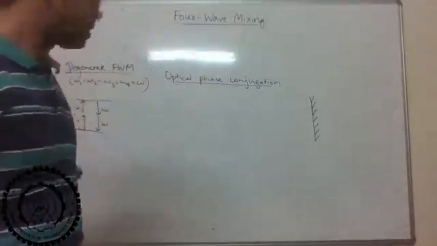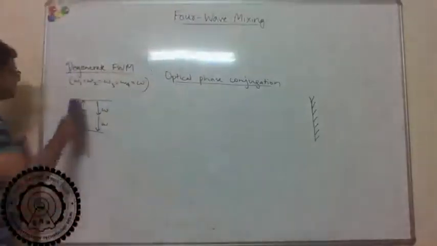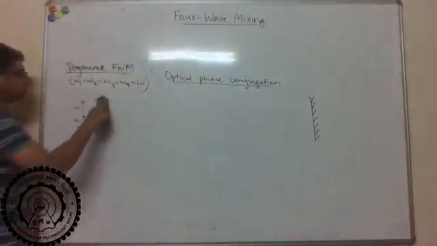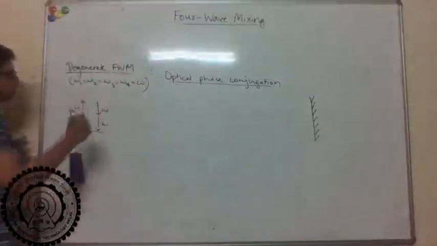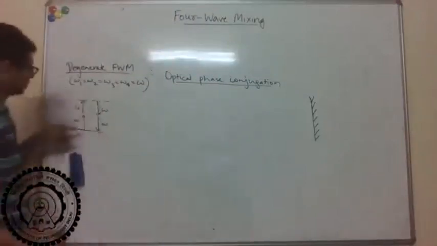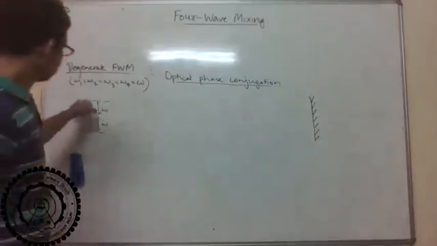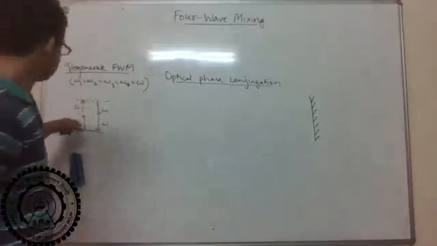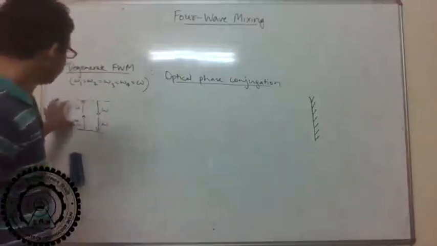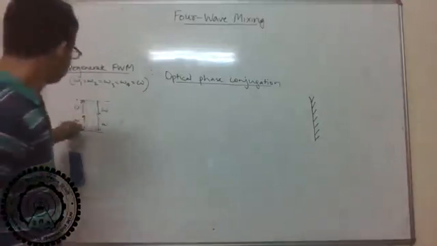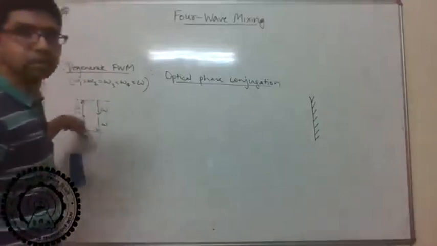So the difference would be, if this is not a real level, right? There is no energy level of the medium here. So what is happening is the medium is not actually absorbing 2 photons and then emitting 2 photons. This is happening instantaneously.